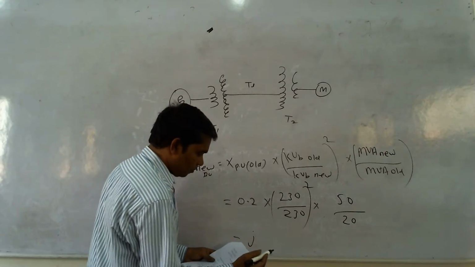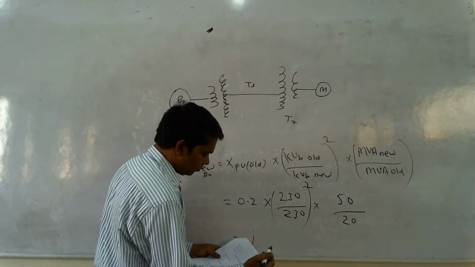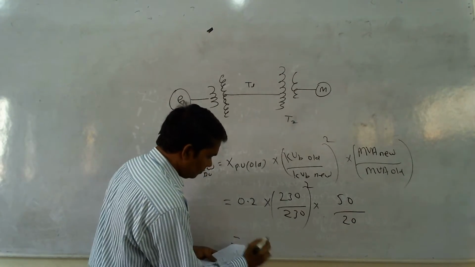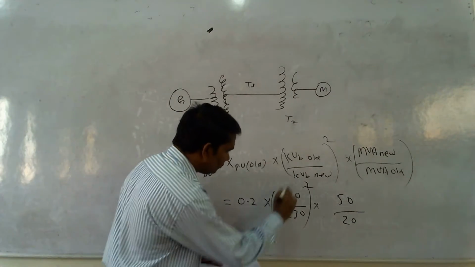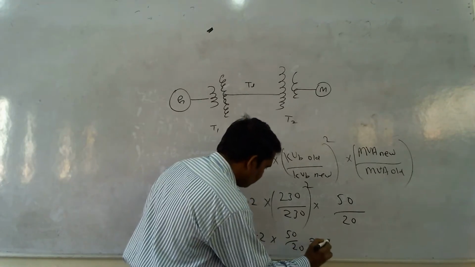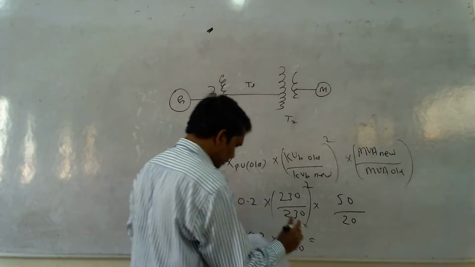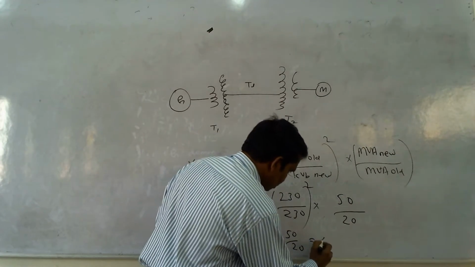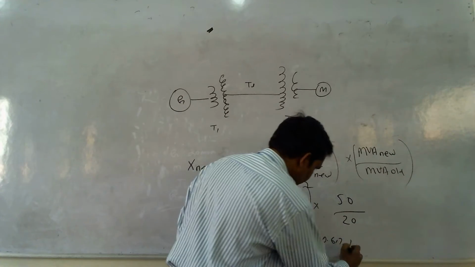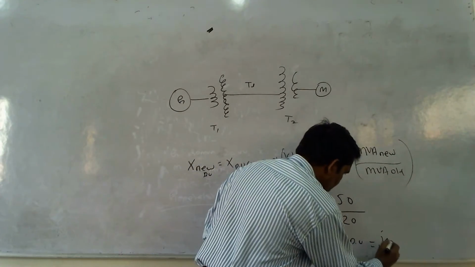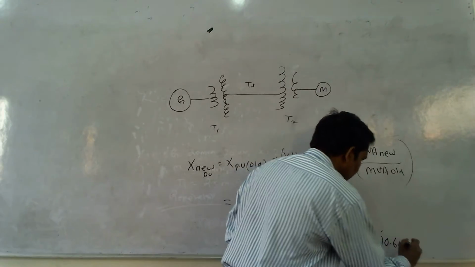By doing these calculations you will get the value. 0.2 into this will get cancelled, and 50 divided by 20. So you will get approximately 0.617 per unit, and we have to note down j 0.617 per unit.